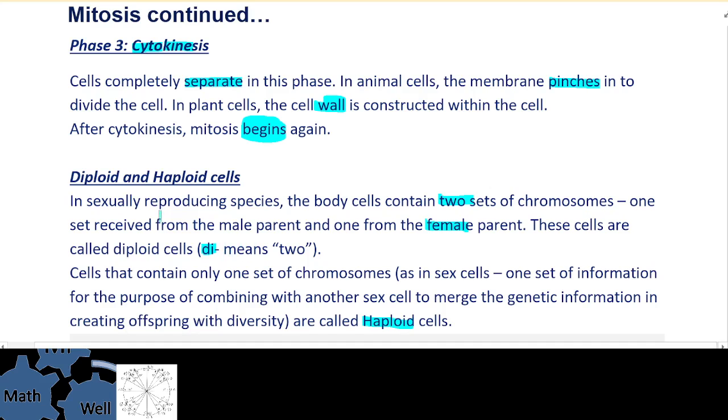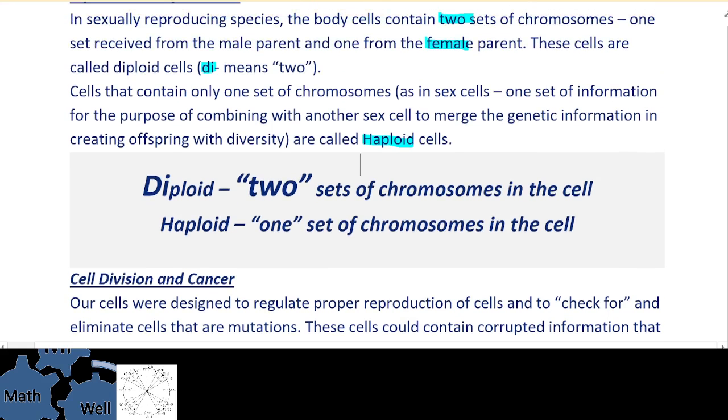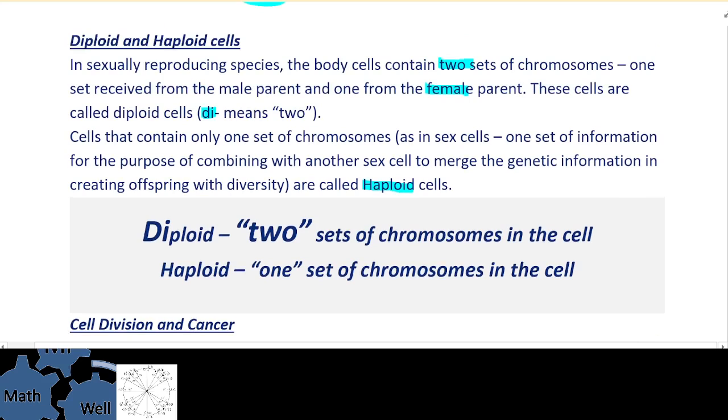So the diploid cells have two sets of chromosomes, and the haploid cells only have one set of chromosomes, and they are looking for another haploid cell to merge this half of the genetic information to create an offspring. Okay, so remember the diploid, the di part of that word, means two sets of chromosomes in the cell. Haploid is one set of chromosomes in the cell. Okay, so you want to make sure you remember that. Di means two sets of chromosomes.